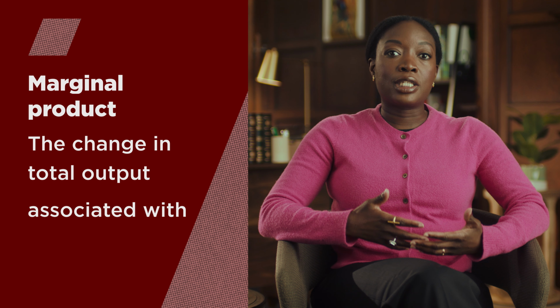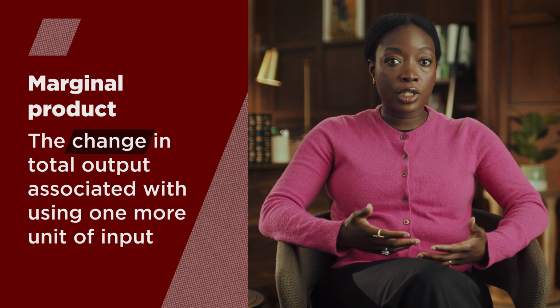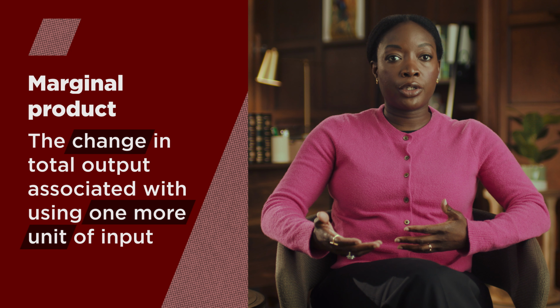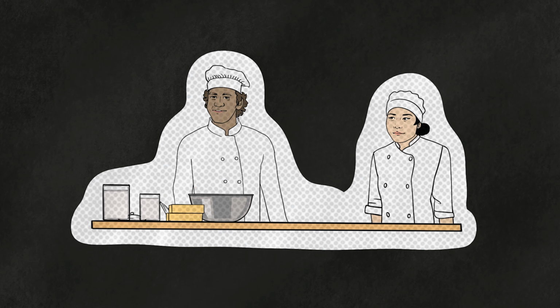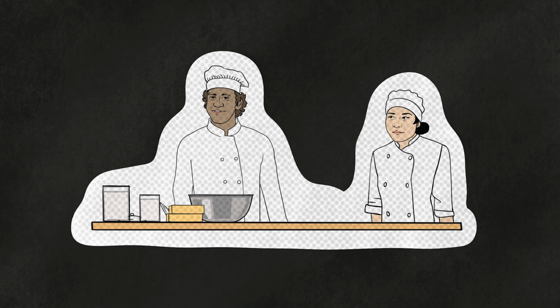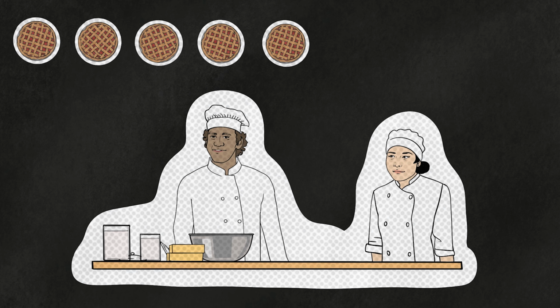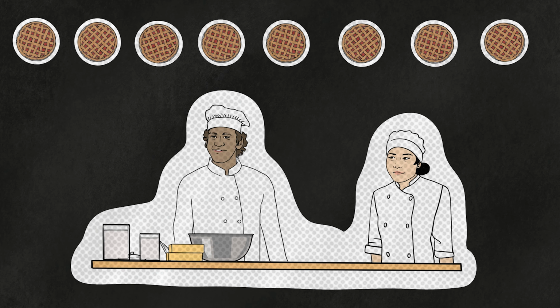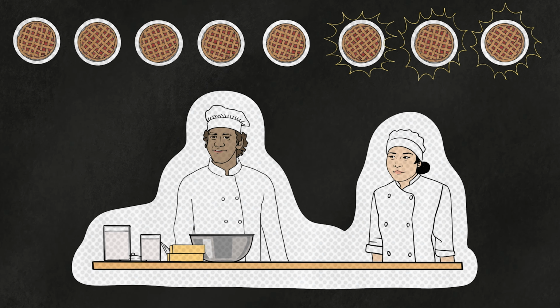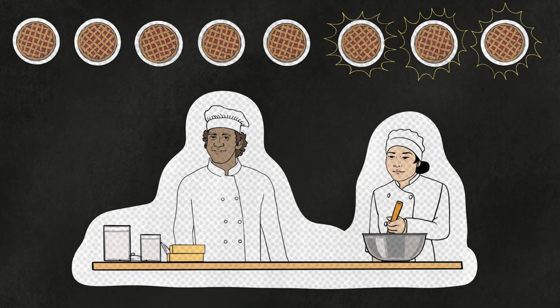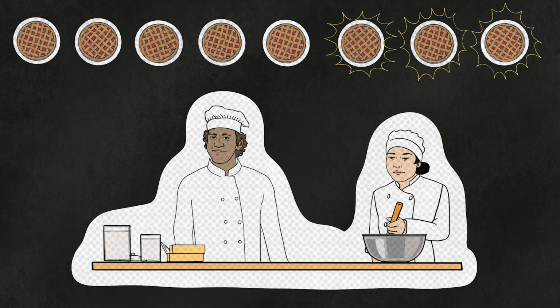And marginal product is the change in total output associated with using one more unit of input. So let's consider the bakery again. Now the owner decides to hire a new employee, and they go from producing 5 pies a day to 8. So the marginal product from hiring that worker is 3 pies. And this increase may have occurred because the owner and the new employee were able to specialize in different areas of the baking process. So if the owner just continued hiring workers, they would face the law of diminishing returns.